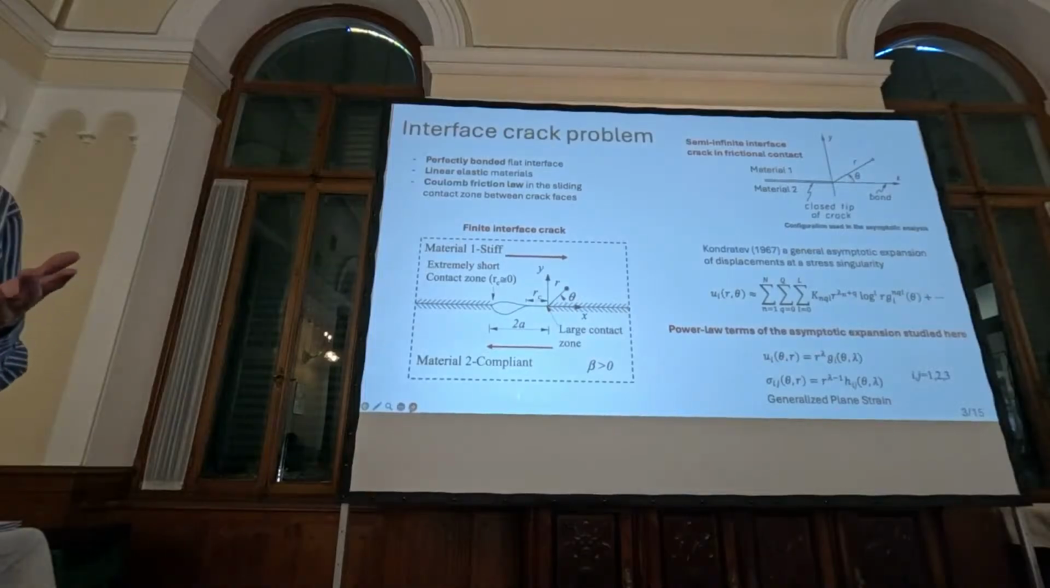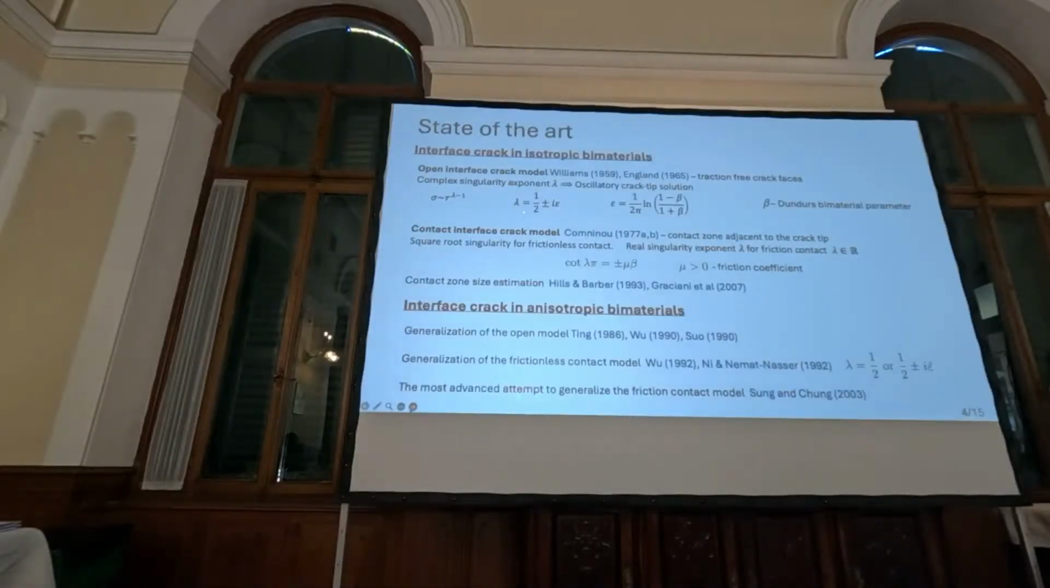We consider generalized plane strain. It means that we consider three components of displacement, but depending on only two coordinates. There are two fundamental interface crack models. The first one, introduced by Williams, is the open interface crack model, which considers traction-free crack faces, but it leads to complex singularity exponents with real part 1/2 for non-zero Dundurs' bimaterial parameter beta. This complex singularity exponent leads to an oscillatory crack tip solution with infinite zones of overlapping and oscillating stresses.